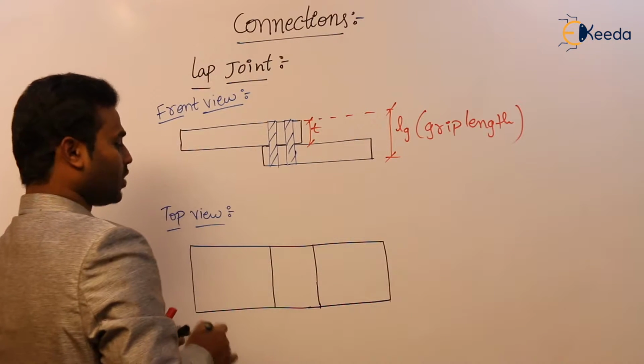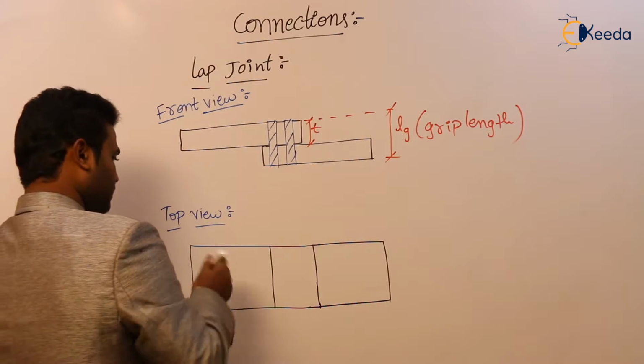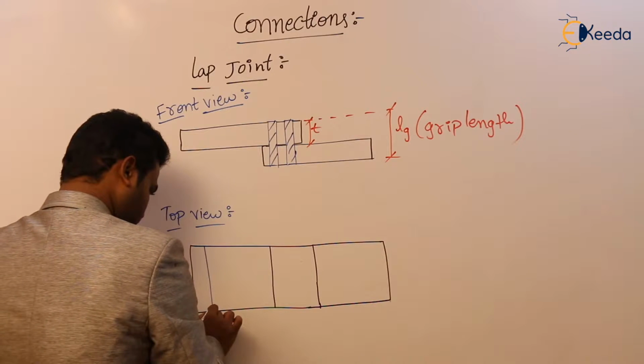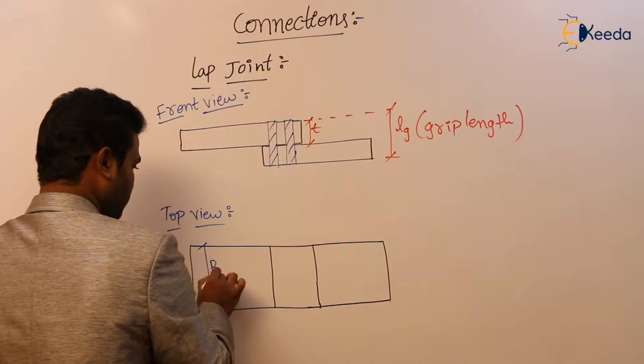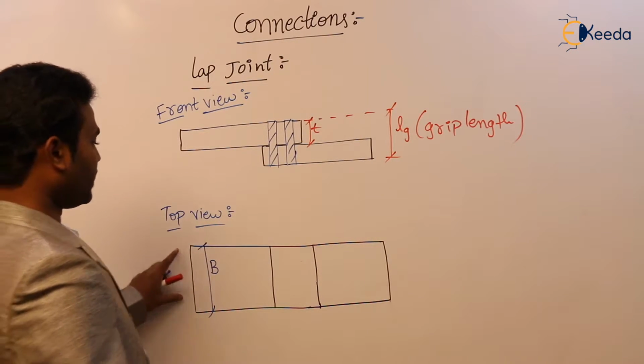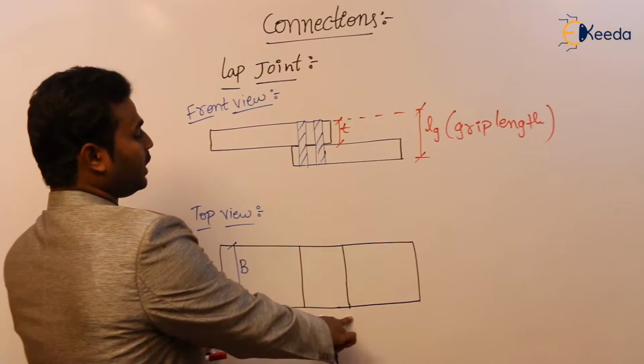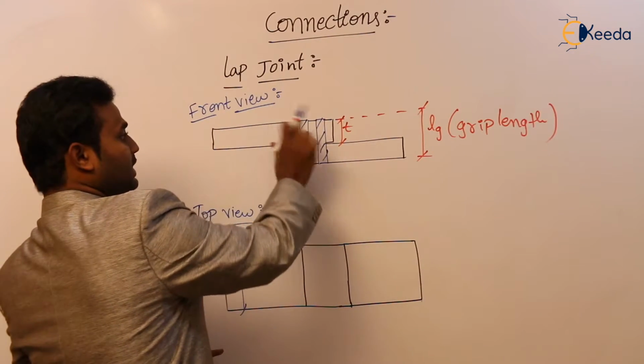But in top view, so this is the top view. In top view, we can observe the width. So this is the width. In top view, we can observe width and length. Okay. In front view, we can observe thickness and length.